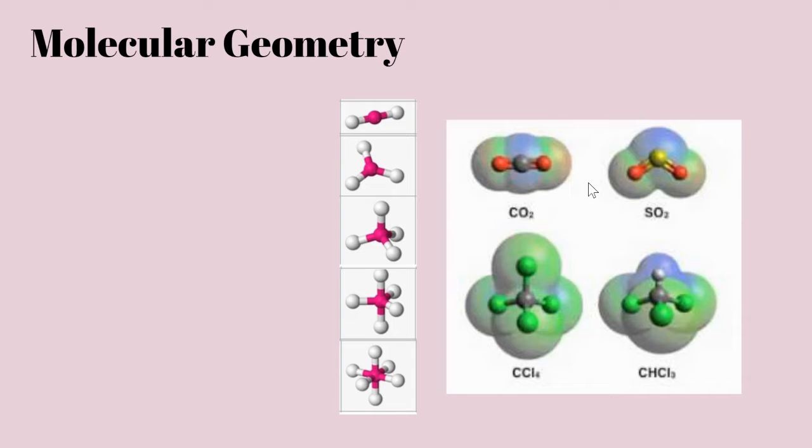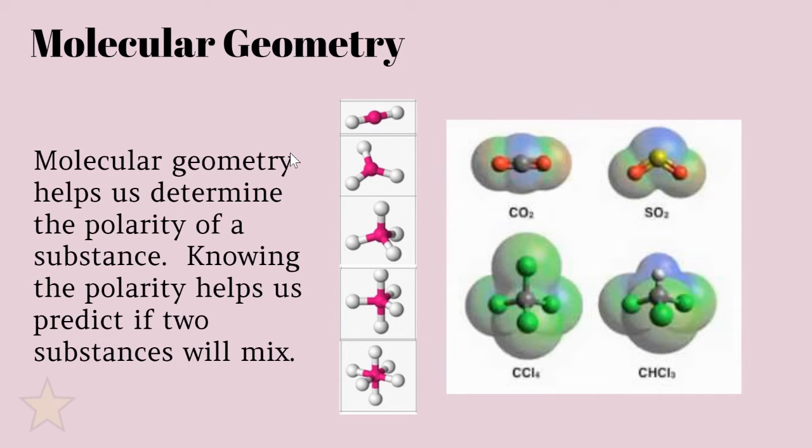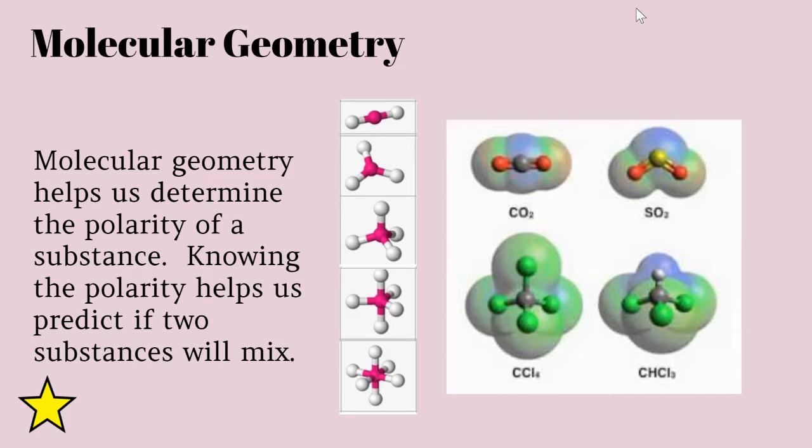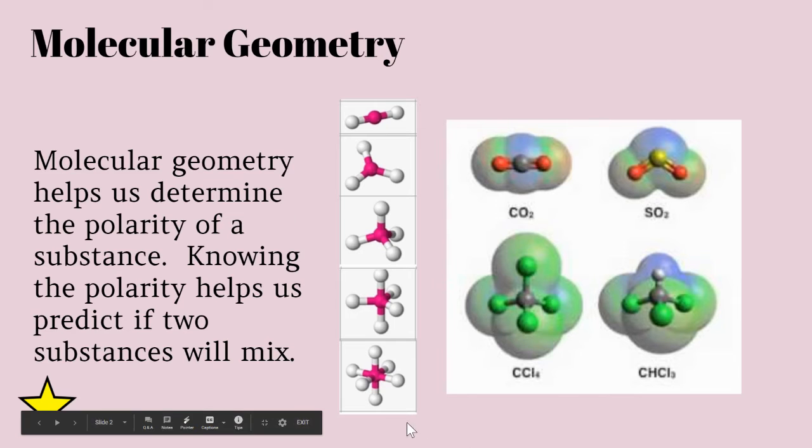And that polarity, if a molecule is polar or nonpolar, is what allows us to tell if something is going to mix, okay? Like oil and water, or different substances that we might want to try to mix together to make a new compound, right? That's what's going to help us. So right now, pause your notes and make sure you write this down, because that's a big point: molecular geometry helps to determine the polarity of a substance. Knowing the polarity helps us predict if two substances will mix. Pause the video real quick.